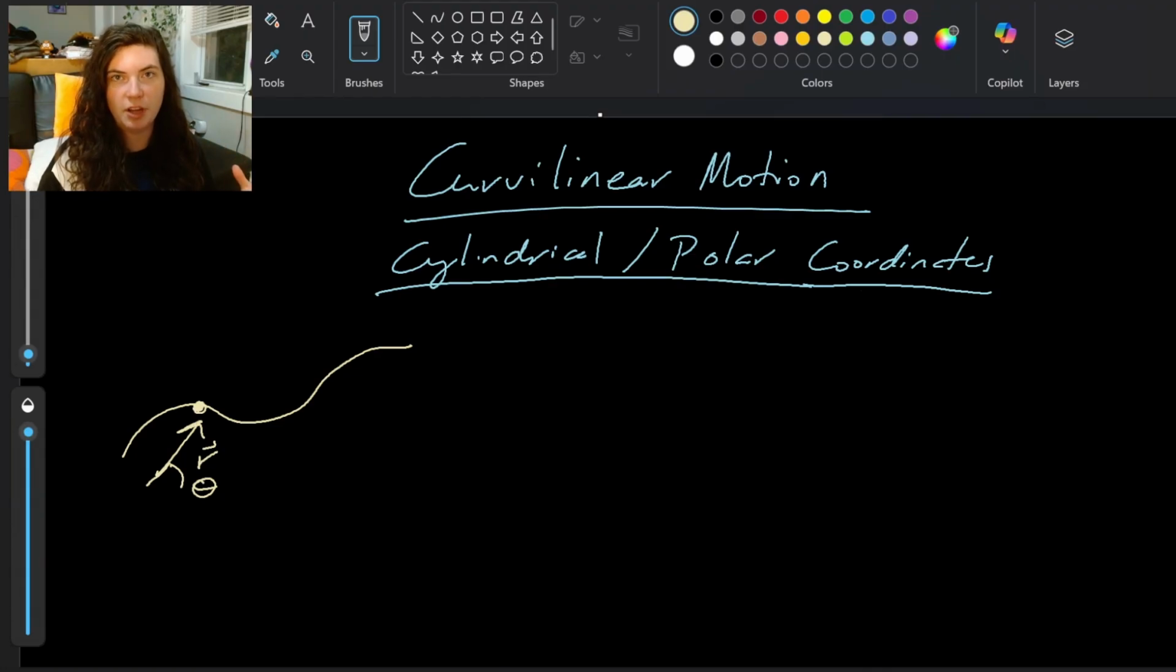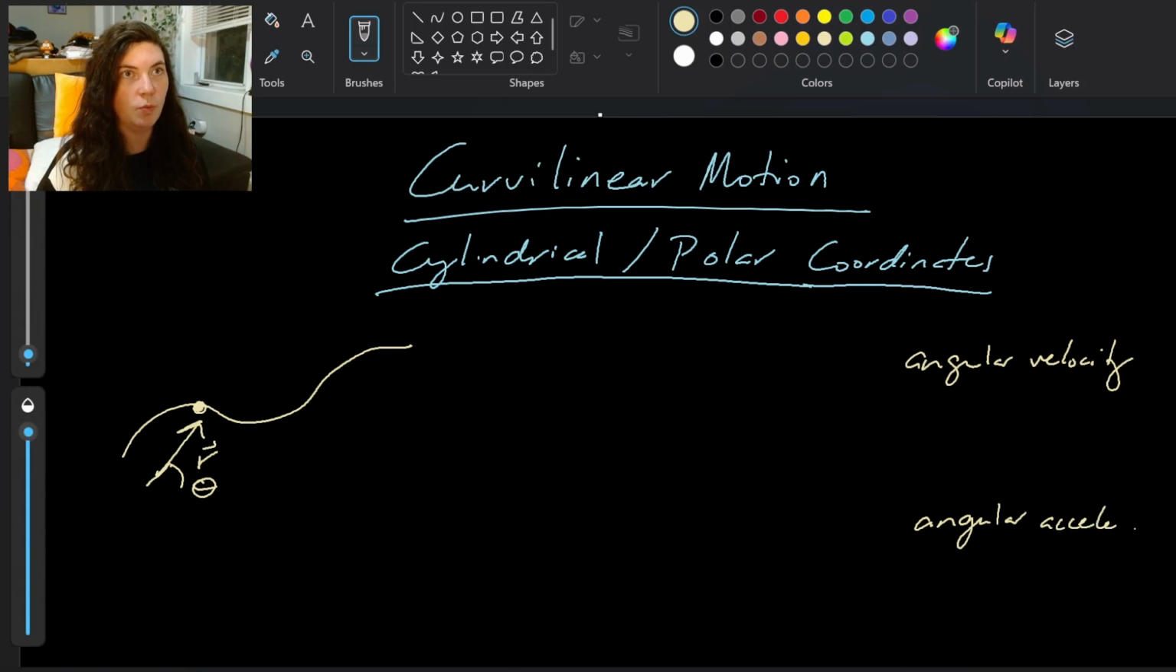Really, your big tip-off is going to be the angular velocity or angular acceleration. If you ever see these terms, angular velocity or angular acceleration, that's a really big tip-off that we want to use polar coordinates. So you're usually given things in terms of r's and thetas. You may be given some kind of angular velocity or angular acceleration. That's when we would want to use these polar coordinates.